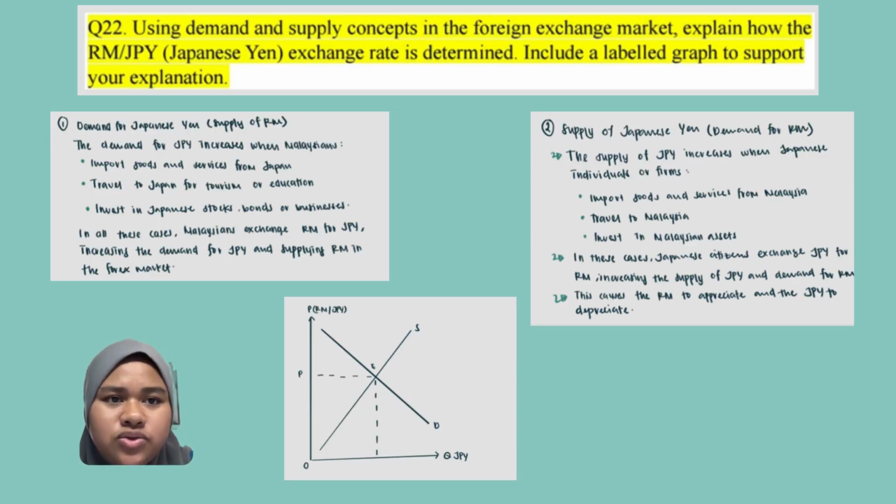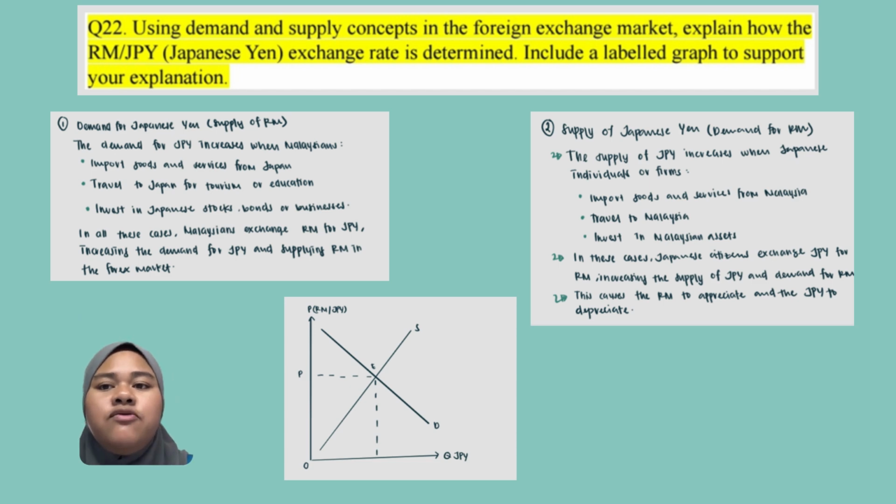Question number 22 needs to be explained on how the RM over Japanese yen exchange rate is determined by using the concepts of demand and supply in the foreign exchange market. The fundamental concept is that in a floating exchange rate system, the value of a currency is determined by the interaction of demand and supply in the foreign exchange market. The demand for Japanese yen is a supply for RM.